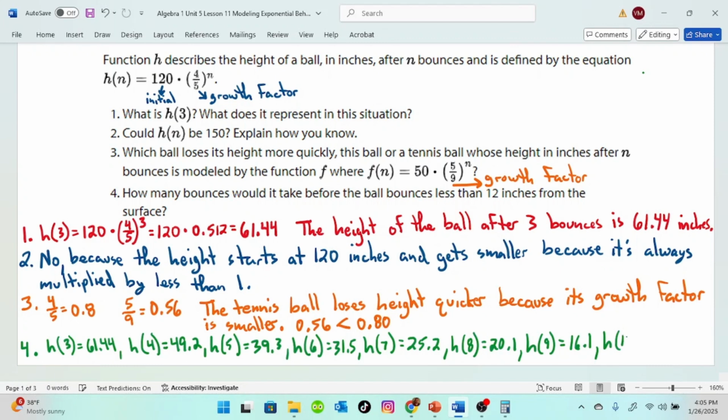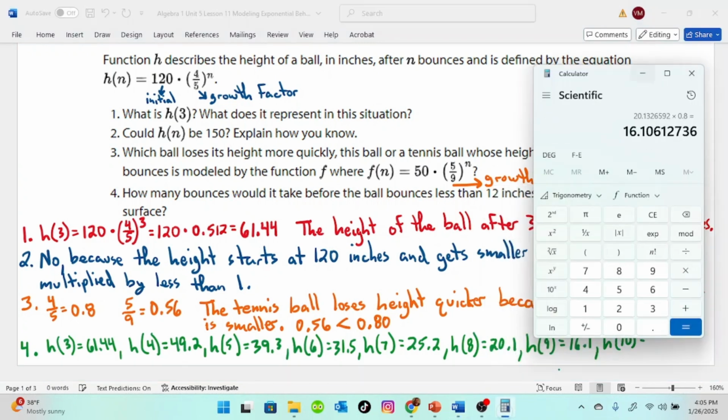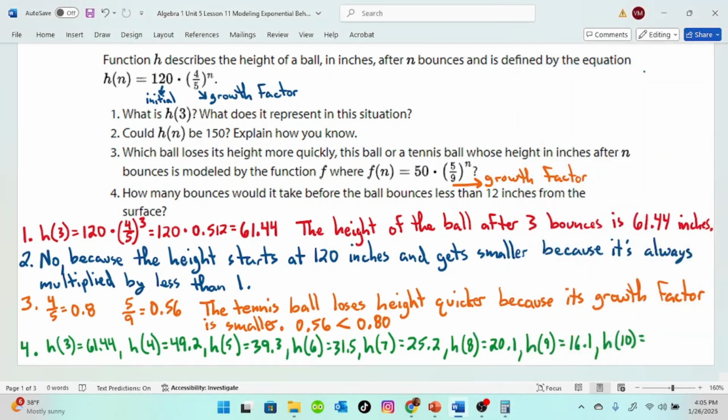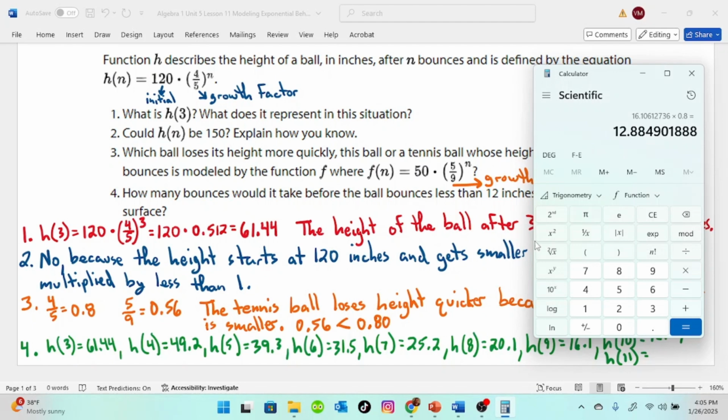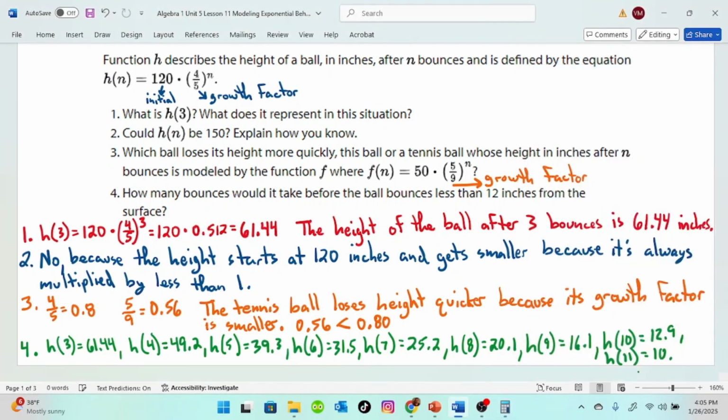Let's go for a 10th bounce. Multiply by 0.8 again. We're down to 12.9. We're almost there. So let's try an 11th bounce. Multiply by 0.8 again. And we're finally down to 10.3. So it would take 11 bounces before the height was less than 12 inches from the ground.